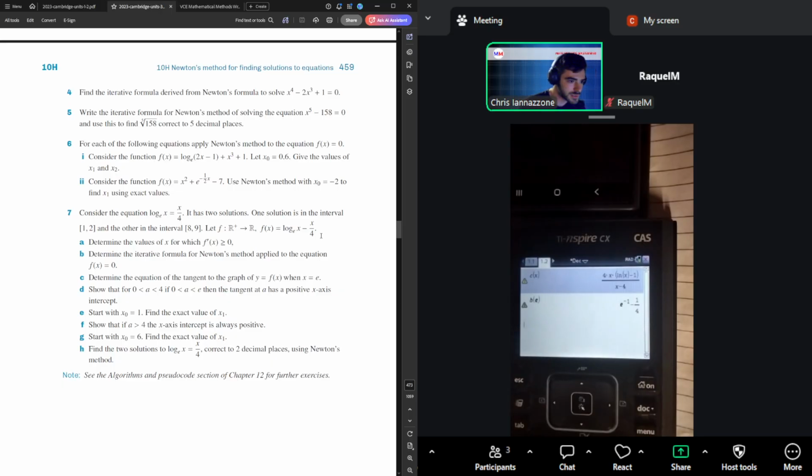We have x equals e. Yeah, getting the y value will be trivial, right? Just chucking the x equals e in as the f of x. And yeah, the gradient-point formula could take you from there.